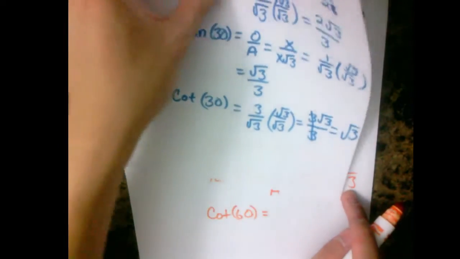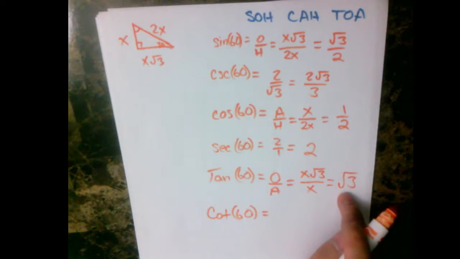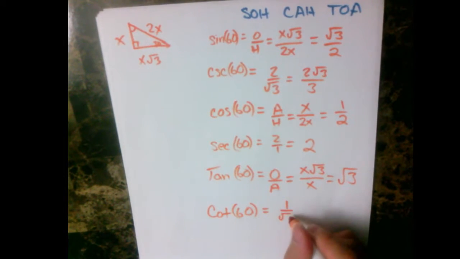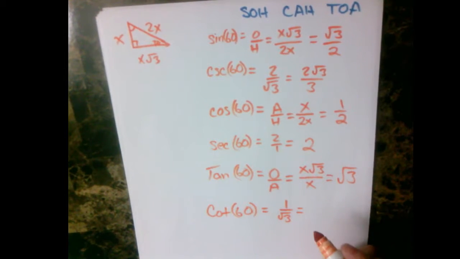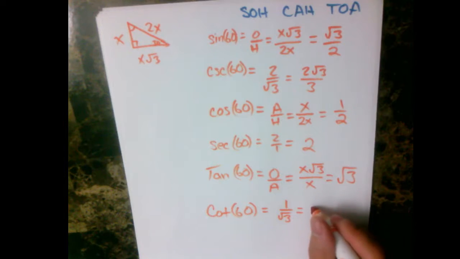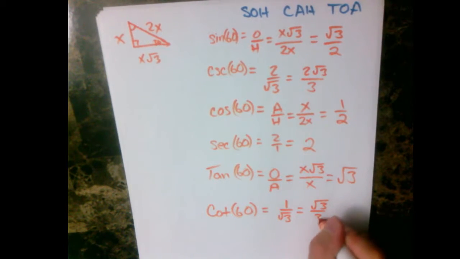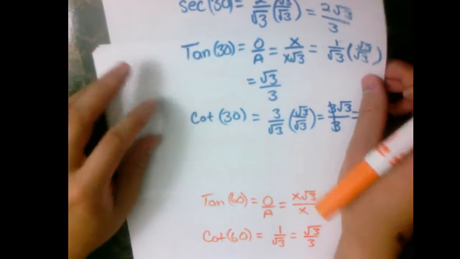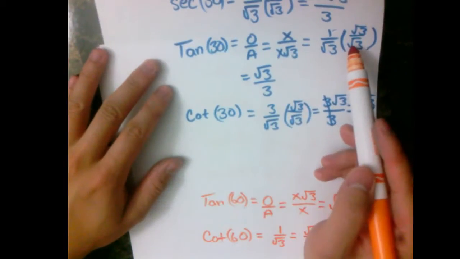Oh, sorry, let me move this out of the way. So this is like root 3 over 1. So we're going to write this as 1 over root 3. But we can't have that, so we have to multiply by root 3 over root 3, and you're just going to get the square root of 3 over 3 as your cotangent 60 value. So you'll notice here again, tangent of 30, root 3 over 3.